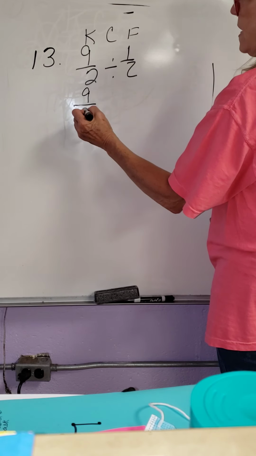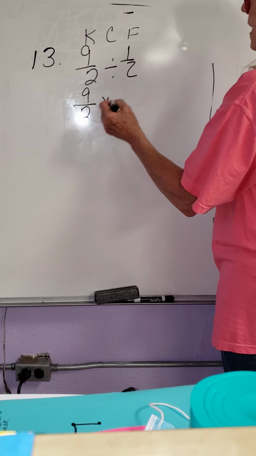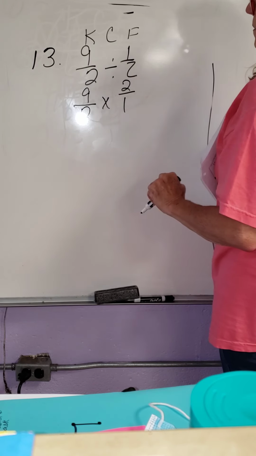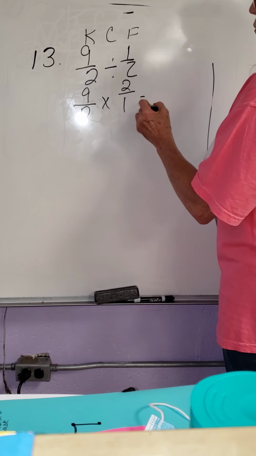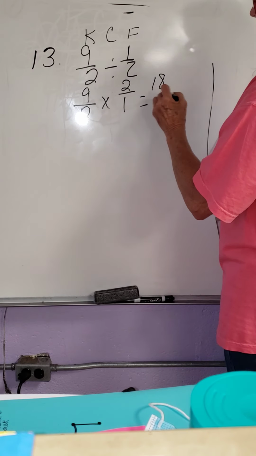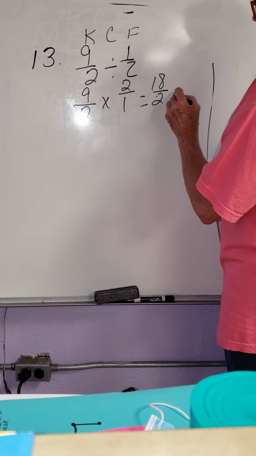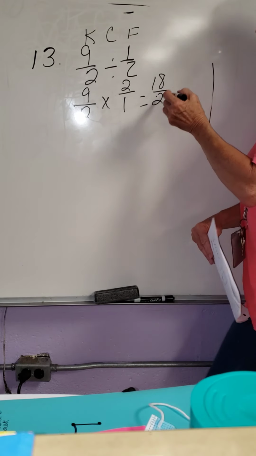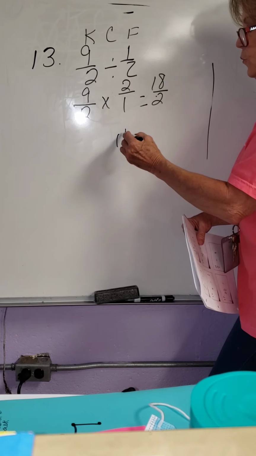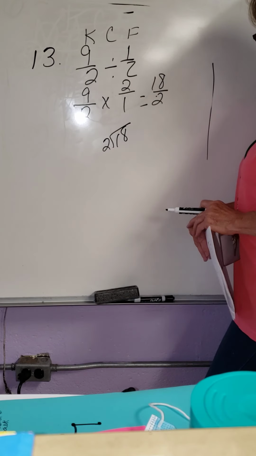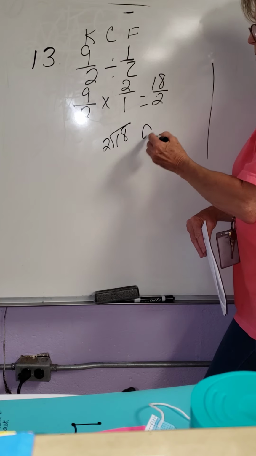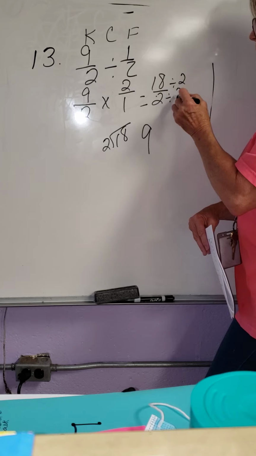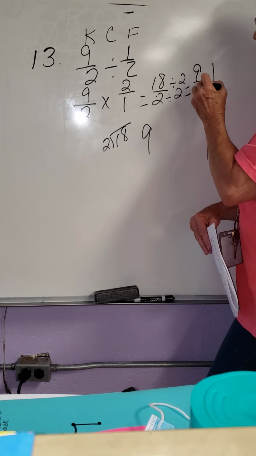Keep means you keep it just like it is. Change. Flip means the numerator is swapped with the denominator. Then 9 times 2, you multiply straight across. It's 18. 2 times 1 is 2. Now, you can do this 2 different ways. One, you can say, how many times will 2 go into 18? 9. A lot of you will do this, divide by 2, and you get 9 over 1.